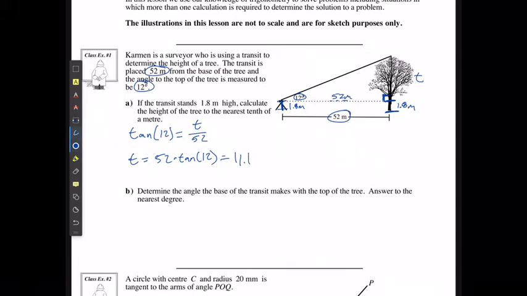Now, I also have this extra height at the base, so I'm going to say the height of the tree is equal to 11.1 plus 1.8. So the full height of the tree is going to be 12.9 meters.